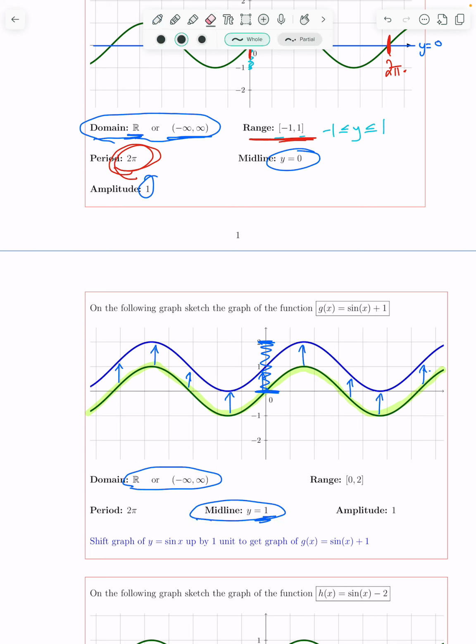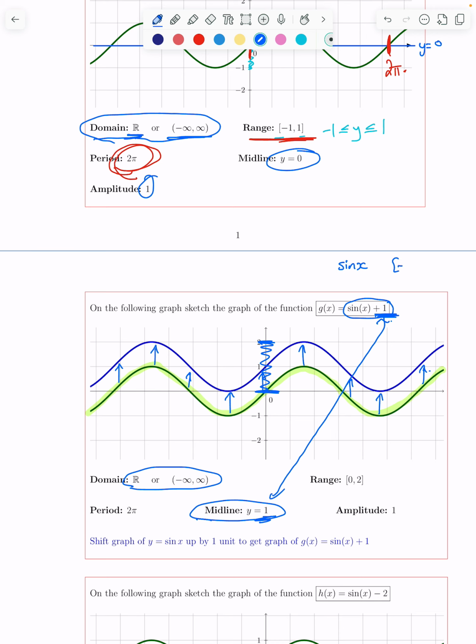And that's reflected in the plus 1 here. That corresponds to the midline. And then the range is from 0 to 2. Now, if I just gave you this function, sine x plus 1, how would you get to the range of that starting with sine x?